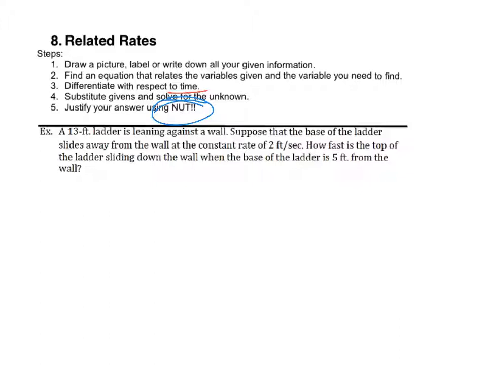So a 13-foot ladder is leaning against a wall. Suppose that the base of the ladder slides away from the wall at a constant rate of 2 feet per second. How fast is the top of the ladder sliding down the wall when the base of the ladder is 5 feet from the wall? All right, so let's draw a picture here.